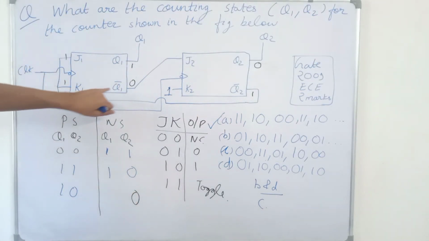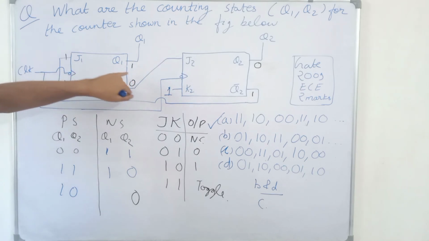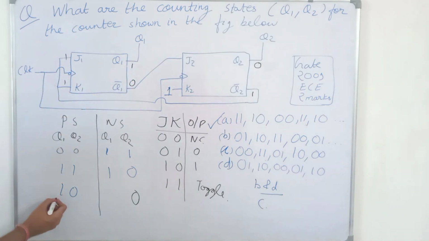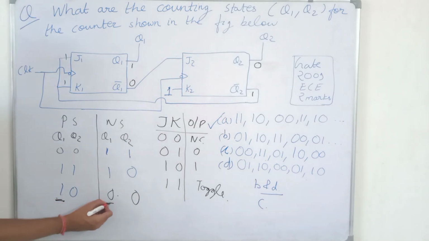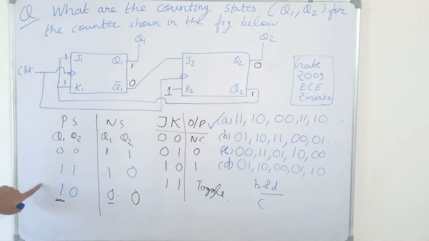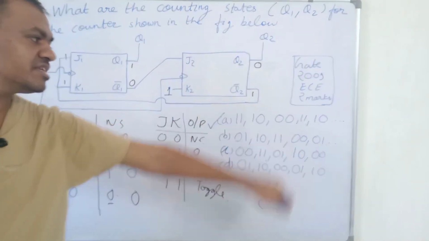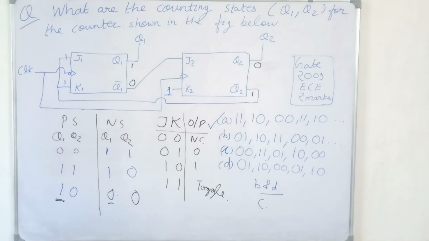And when both J1 and K1 are 1, then output will toggle. So Q1 will change from 1 to 0. So after 1 0 the next state will be 0 0. So 1 1, 1 0, 0 0, 1 1, 1 0. So this is the correct option. In this way we can easily check for the various states.